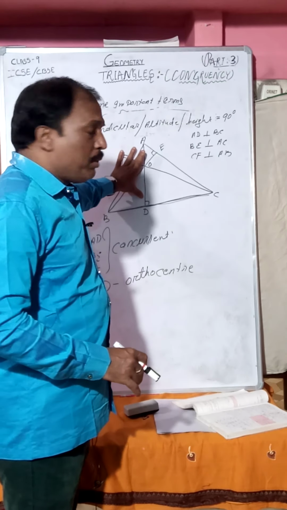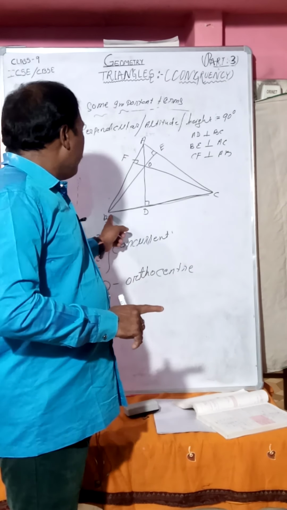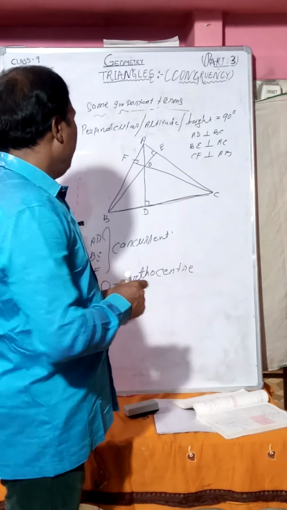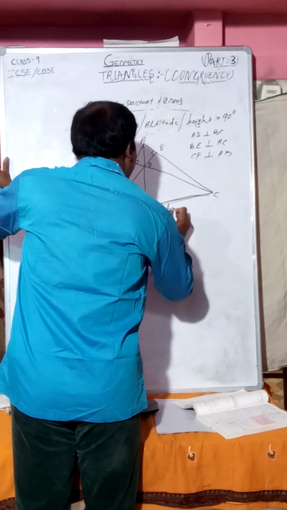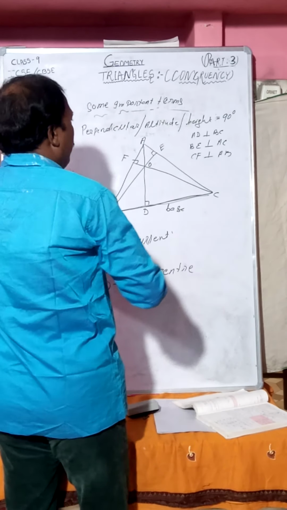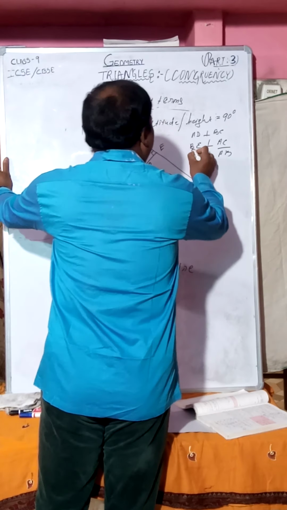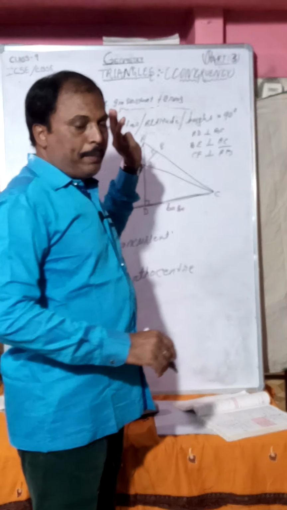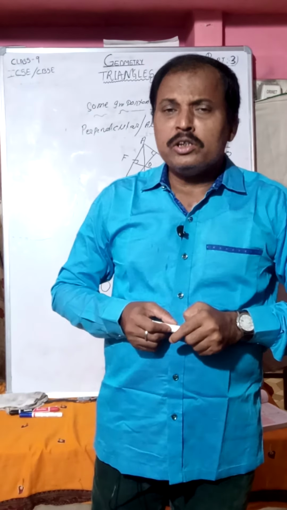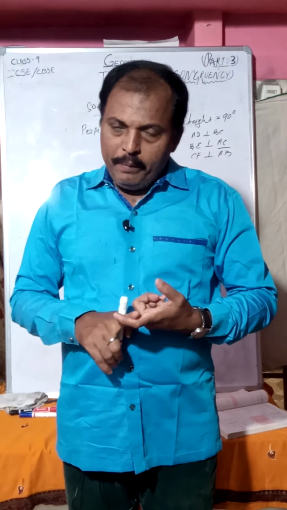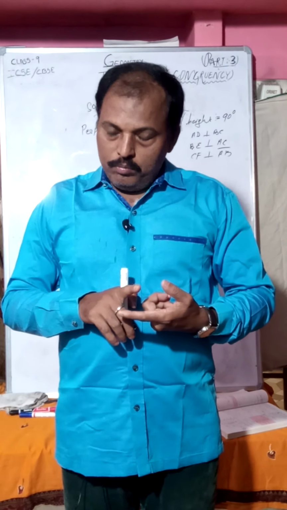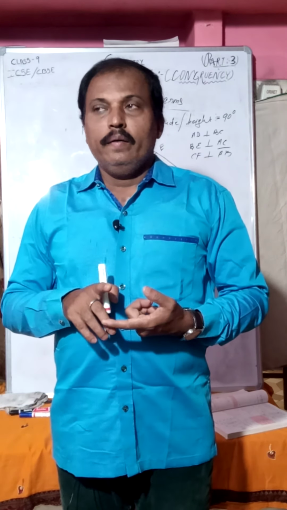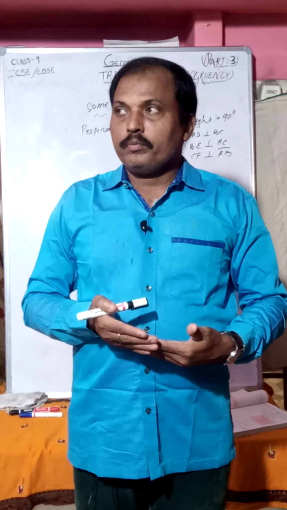Whenever BC is the base, AD is perpendicular. When AC is the base, BE is perpendicular. When AB is the base, CF is perpendicular. Now this much, this is the median, perpendicular, sides, angles. Now we will discuss.